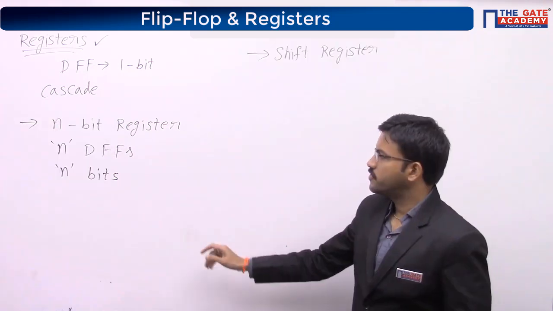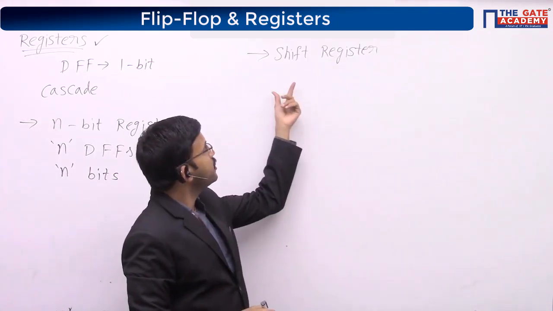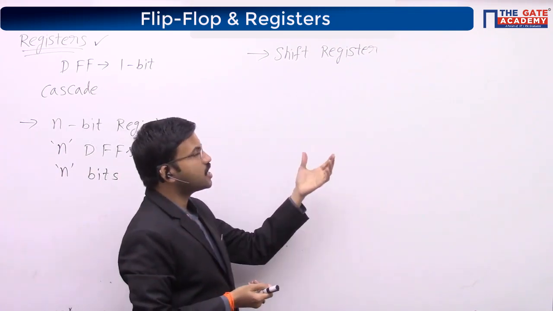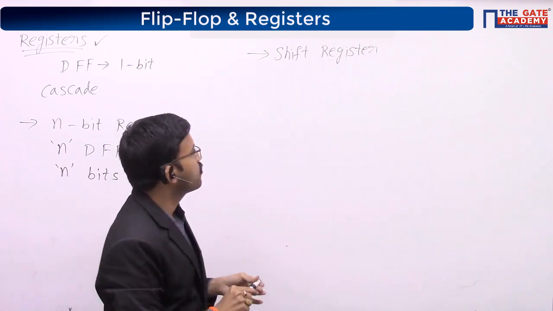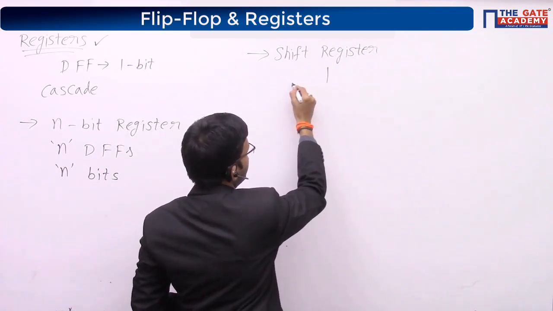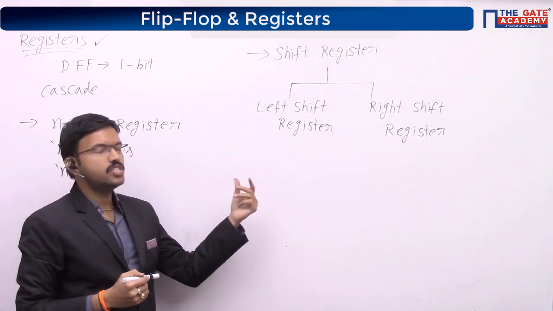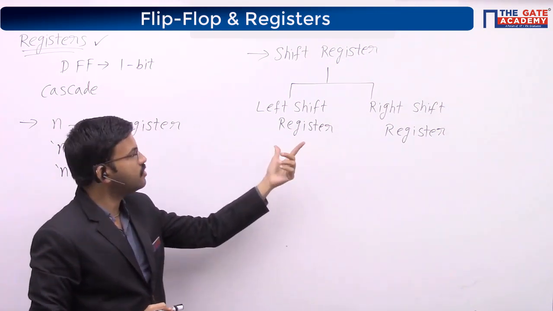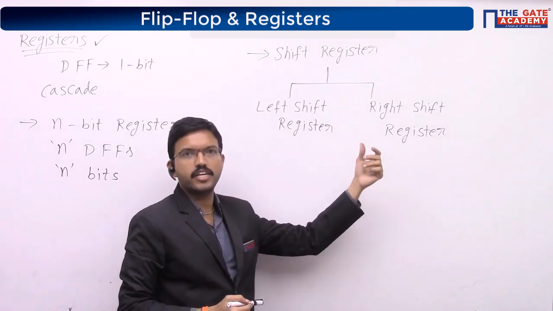Next point, if the register has the capability of shifting the information, then it is known as a shift register. Based on the direction in which the shifting is taking place, we can classify shift registers into two categories: one is the left shift register, another one is the right shift register. Based on whether the shifting is to the left hand side or to the right hand side, we have two types of shift registers.